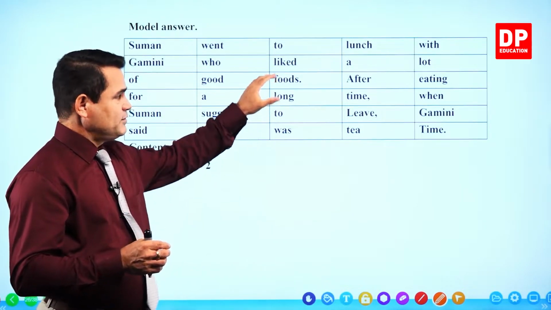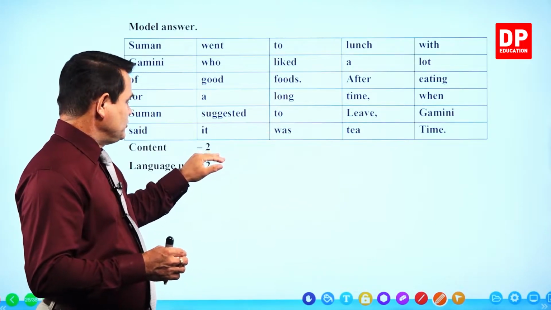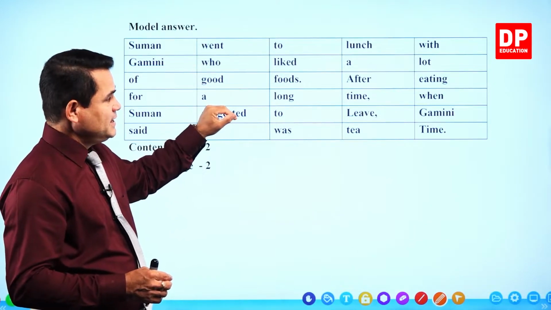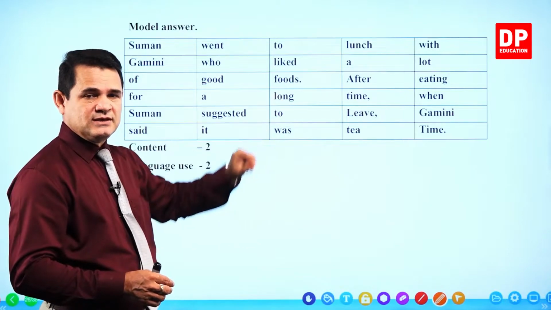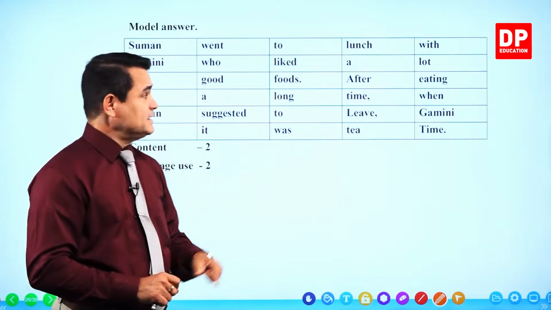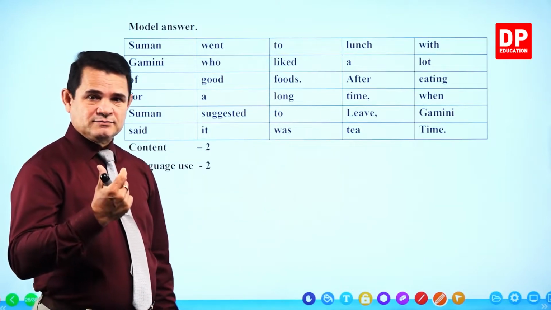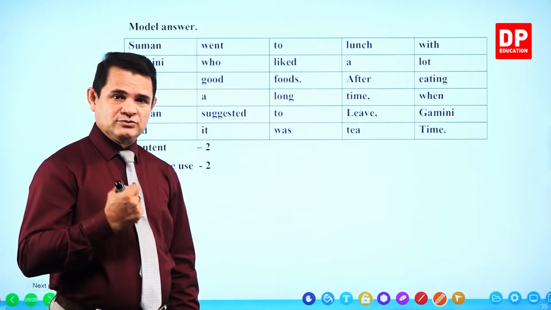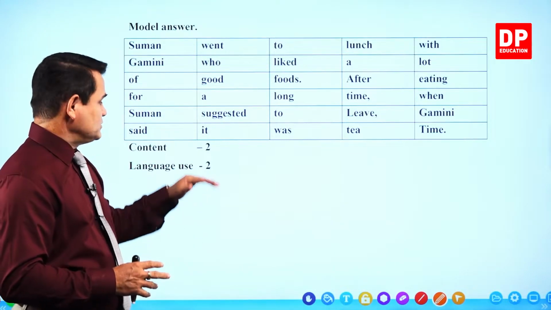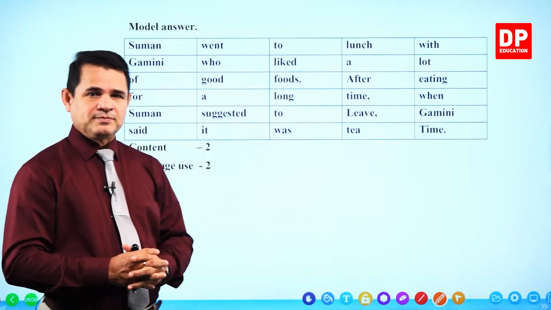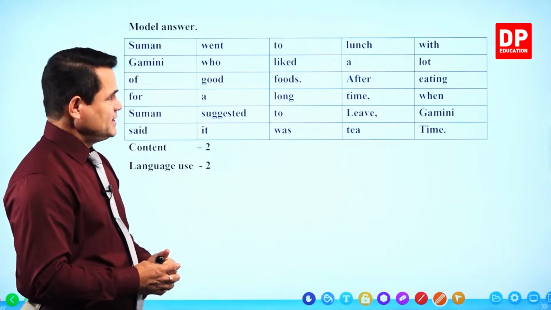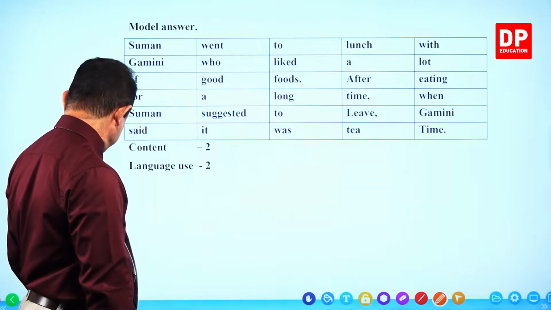So if you have written these things, you get 2 marks. Language means the grammar, spelling, and punctuation that you have used in writing. The grammar must be correct, the sentences must be right, there must be no spelling mistakes, and punctuation, and if those are okay, you get 2 marks. That means altogether 4 marks. So that's the first question for this summary. And let's look at the next one.